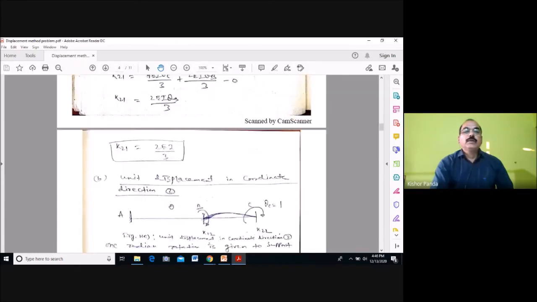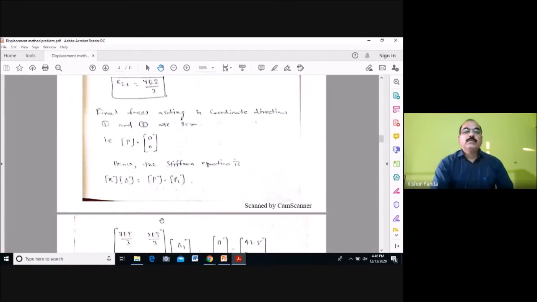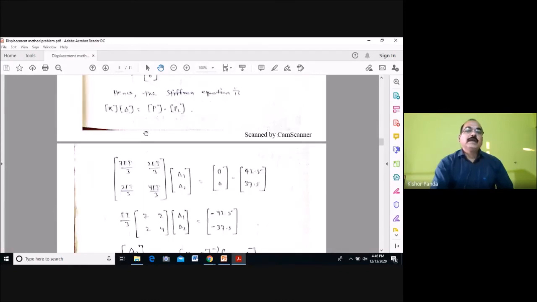This one, and this one, this one. This becomes the stiffness matrix. Then delta is the displacement. You have to find out what is the displacement at coordinate 1 and what is the displacement at coordinate 2. Delta 1, delta 2. And this is the force.